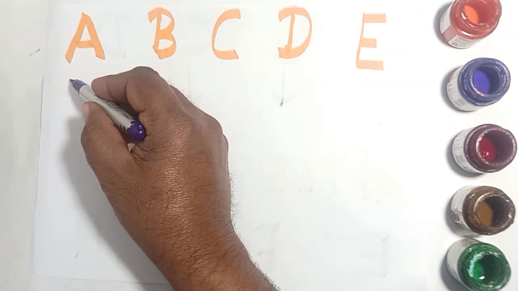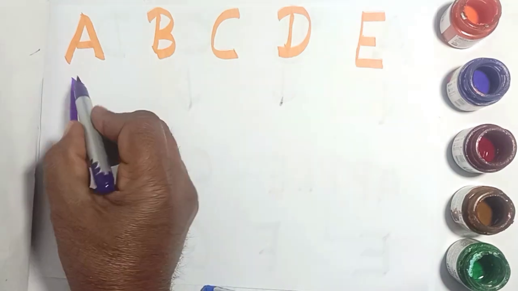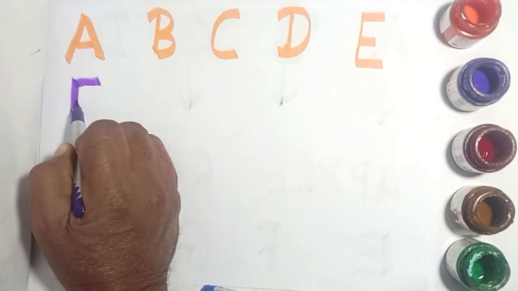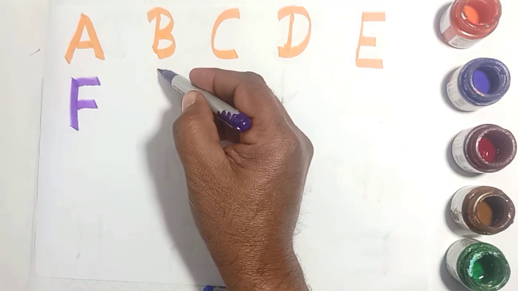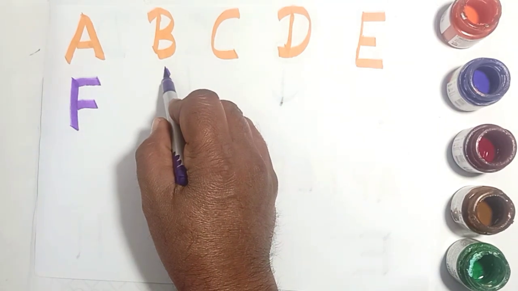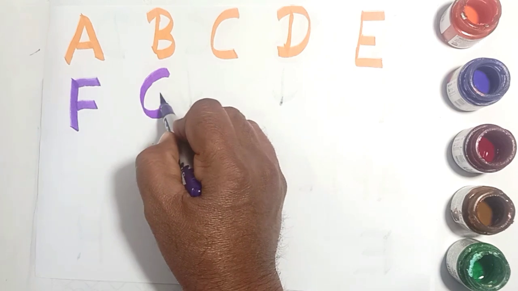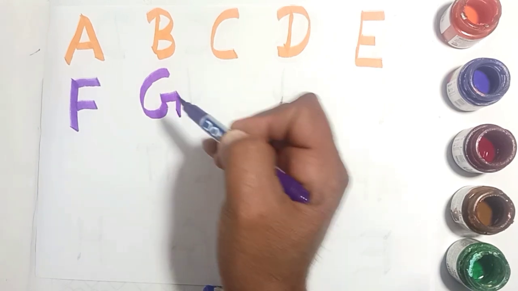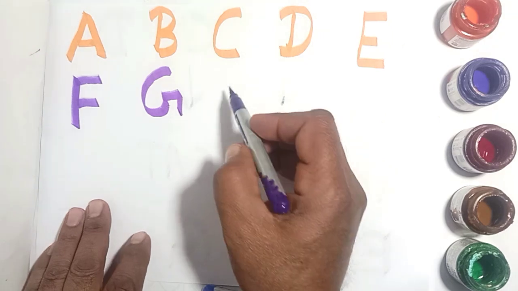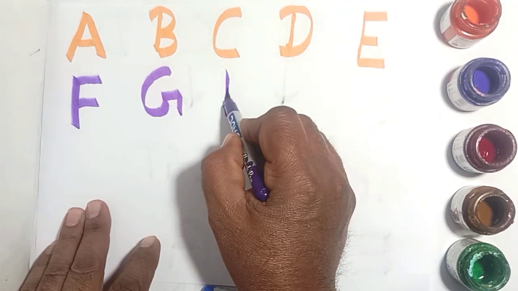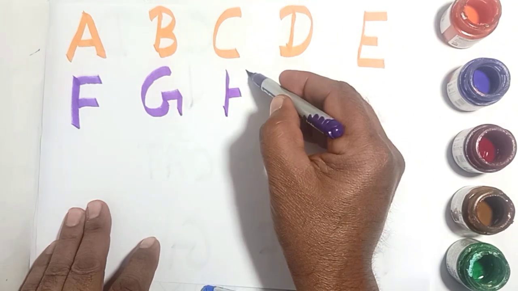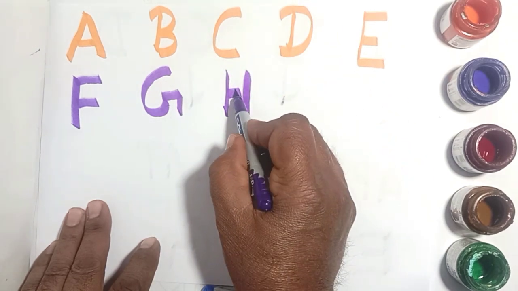F is for fruit. G is for grapes. H is for horse.